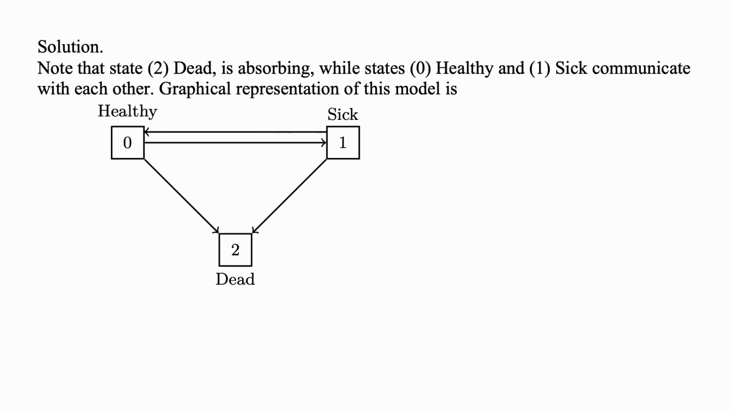So here's the solution. As I said already, state 2 is absorbing, while states 0 and 1, so healthy and sick, communicate with each other, and this is the graphical representation of this multiple state model, or Markov process model.